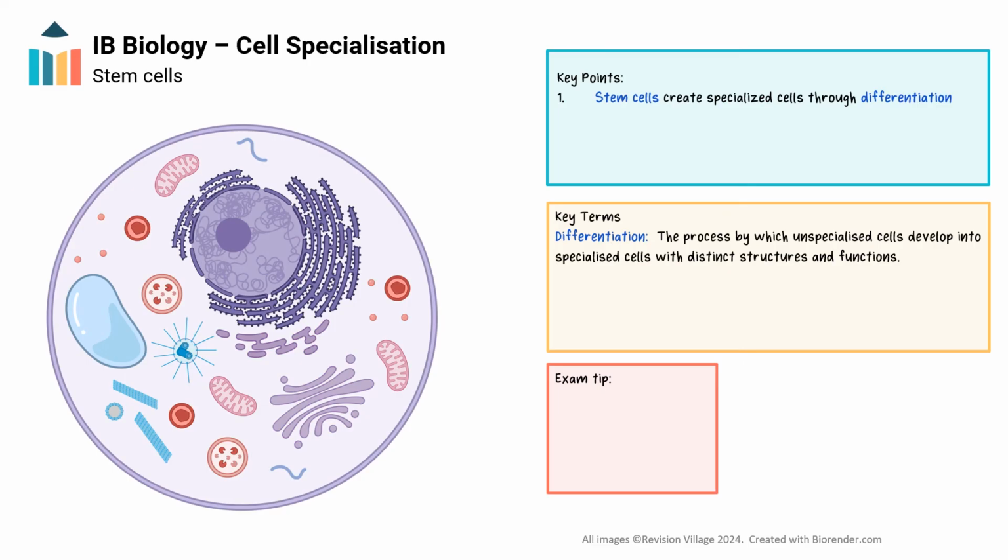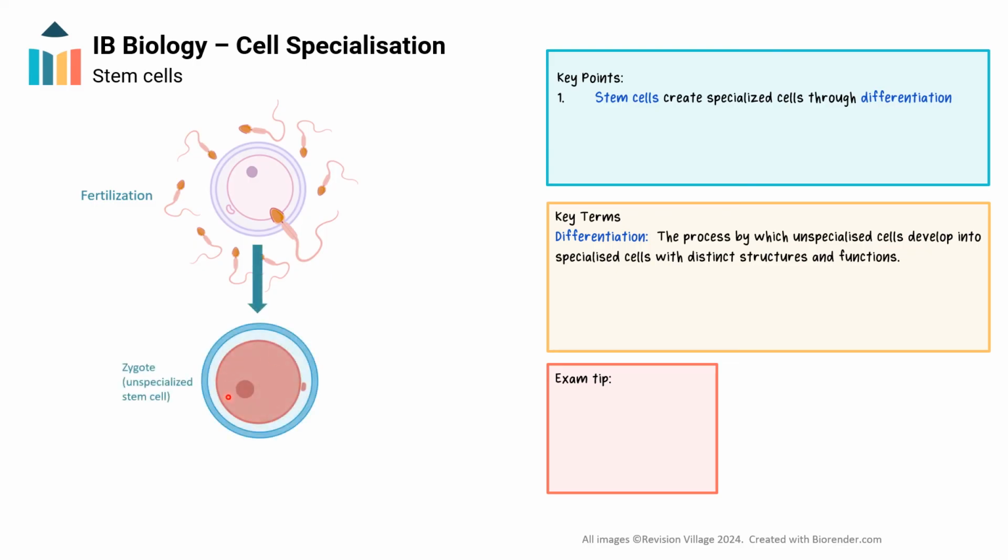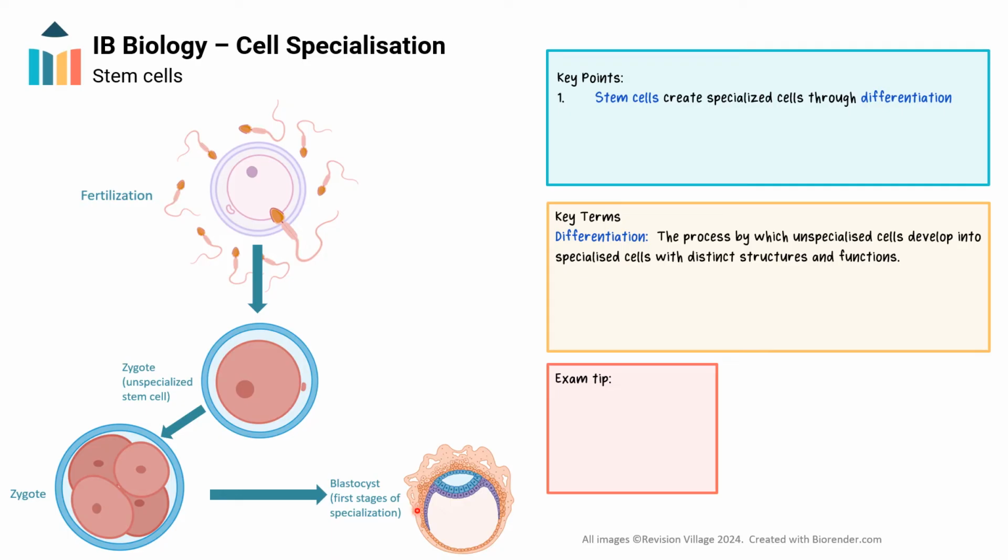Stem cells are generalized cells that are responsible for creating specialized cells through the process of differentiation. Recall that in sexually reproducing organisms, the zygote is the first cell of a new organism that occurs when a male gamete fertilizes a female gamete. The zygote is an unspecialized stem cell capable of becoming any cell in the embryo or placenta. The zygote will undergo multiple rounds of divisions, creating tissues that will begin to specialize through the process of differentiation.